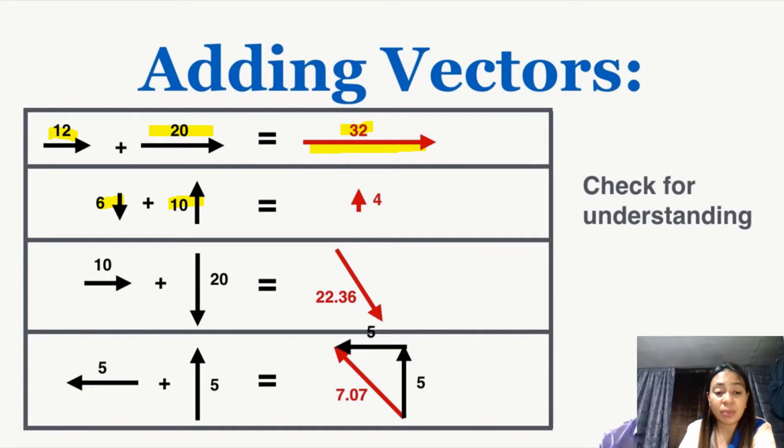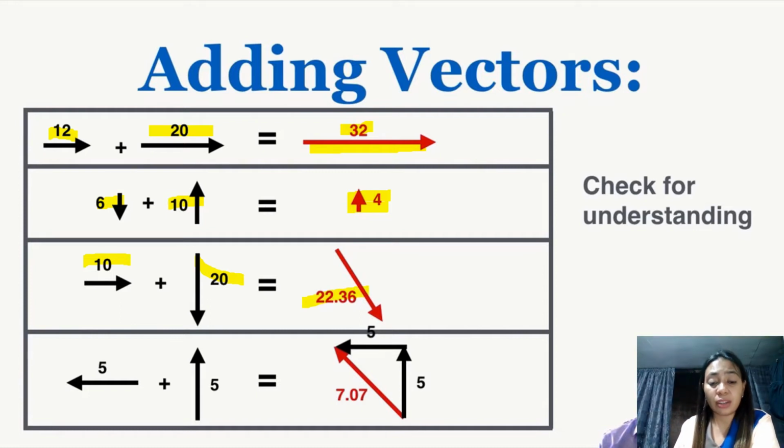So -6 plus 10 will give you 4, and the net is still going up, so it's going up, okay, the direction. Now how about if you have 10 east and 20 north? So how do we check that? Okay, and how did we get 22.36?